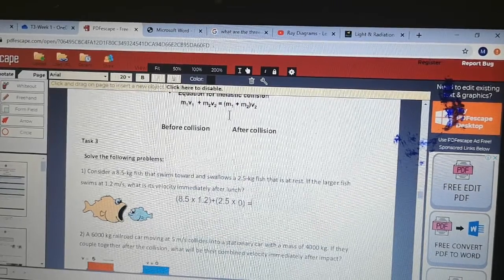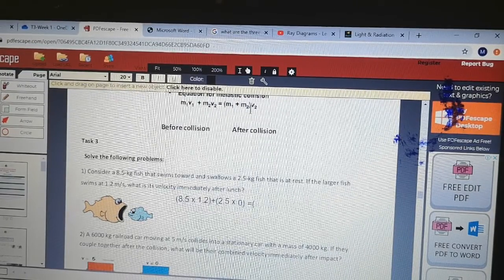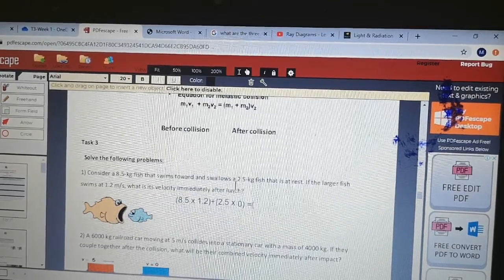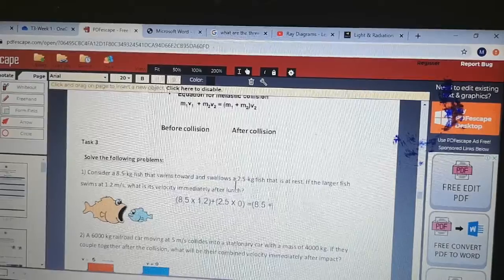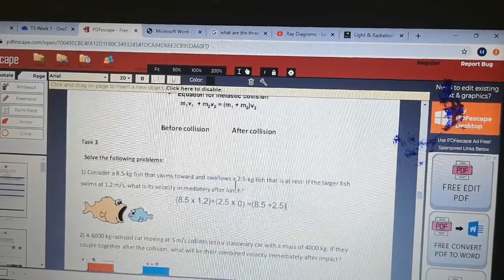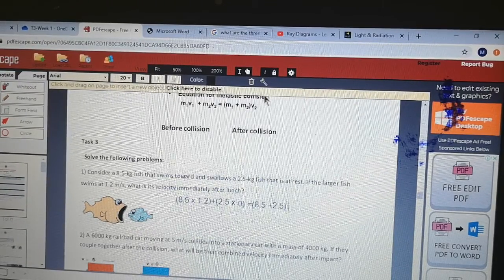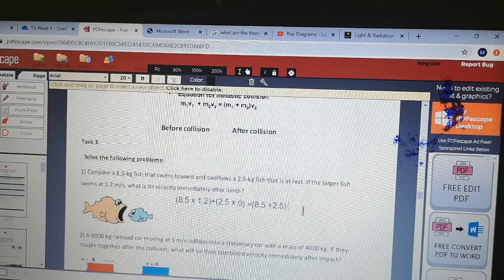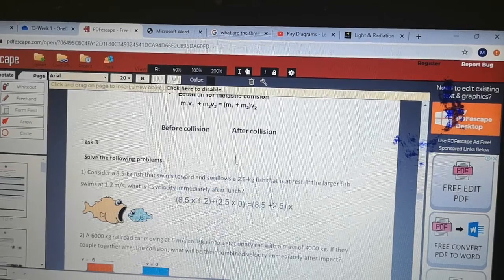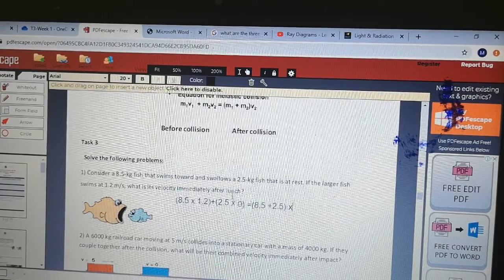And equals. Now we use the brackets. M1 plus M2. So I know M1 and M2. I know it's 8.5 and 2.5. So I can just say 8.5 plus 2.5 here. Same numbers again. And then there's this V2 here, which just stays multiplied by V2. Remember, if there's nothing in the equation between the letters, it must be a multiply.